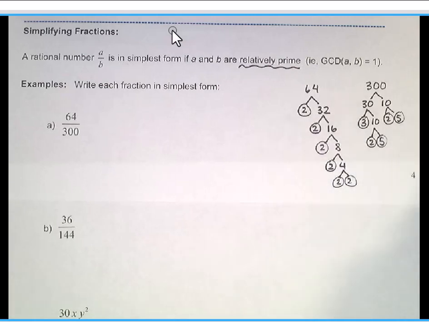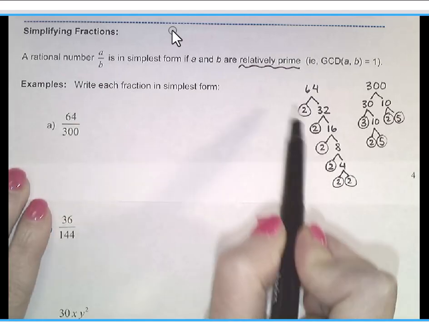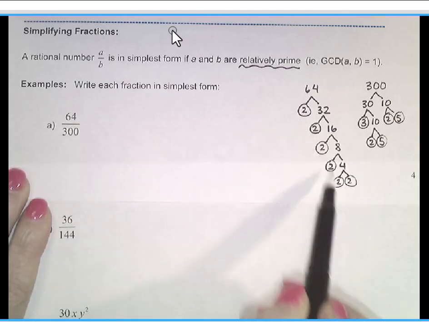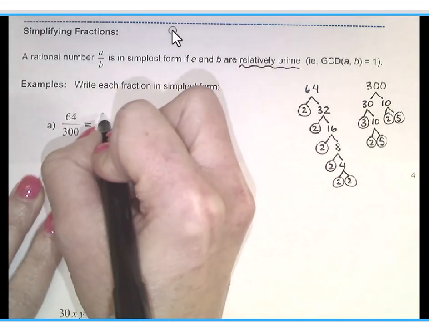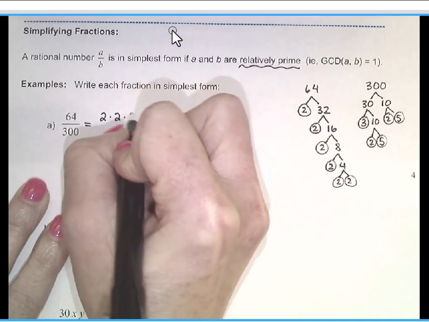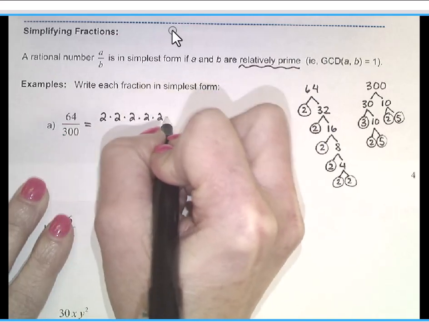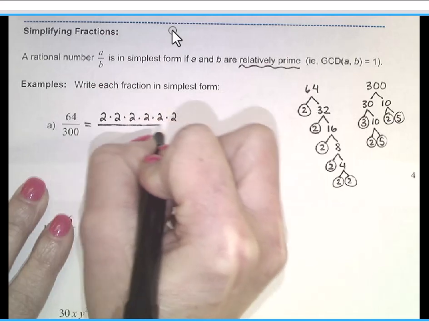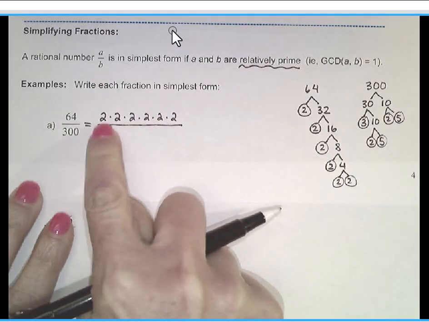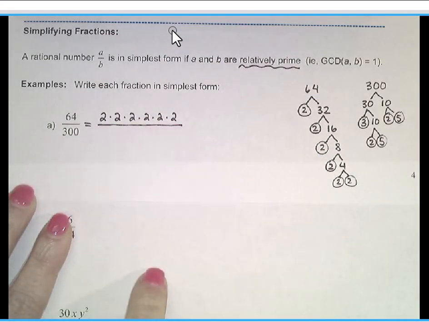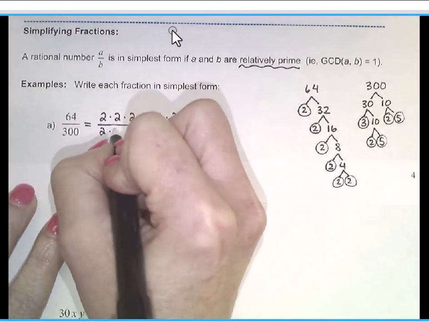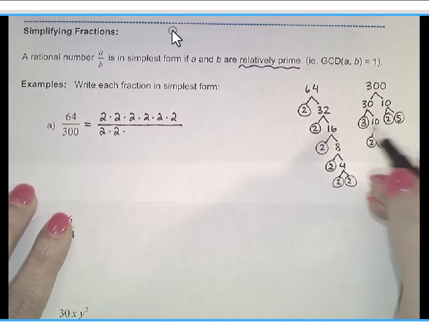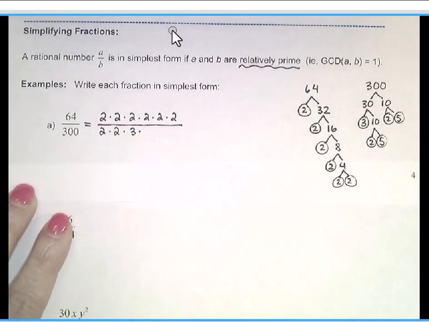So the way that I'm going to write 64 is I can see that it's 1, 2, 3, 4, 5, 6 2's. So I'm going to write it like this: 1, 2, 3, 4, 5, 6 2's. That's my factor tree, my prime factorization for 64. And then for 300, remember you want to write them from low to high. I have 2 2's, and then I have a 3, and then I have 2 5's.